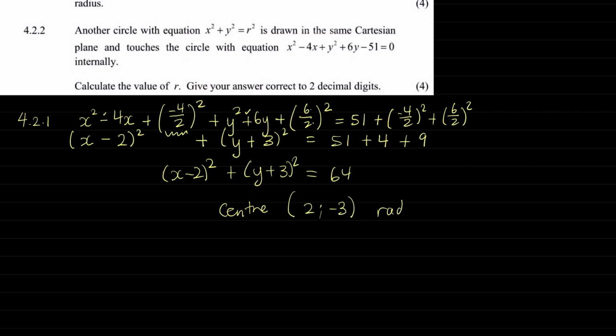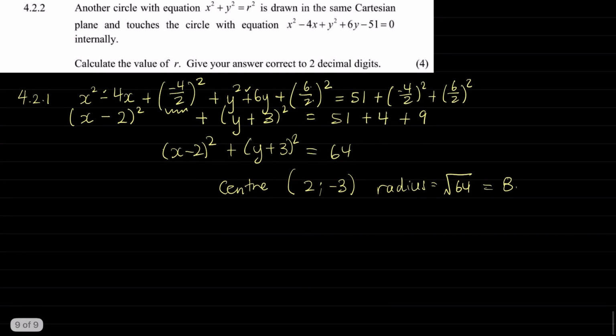My radius is going to be the square root of 64, which is 8. Now, question 4.2.2. Another circle with the equation x squared plus y squared equals r squared is drawn in the same Cartesian plane and touches the circle with the equation that we just did internally. Calculate the value of r. Give your answer to 2 decimal places.